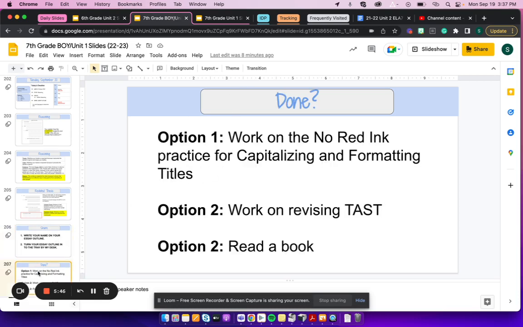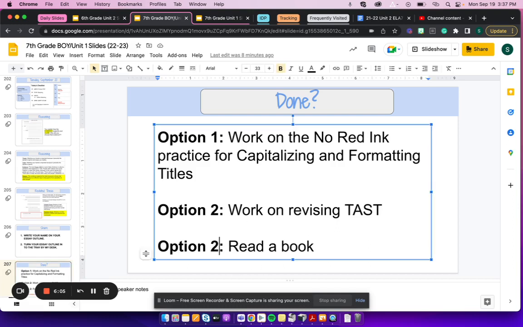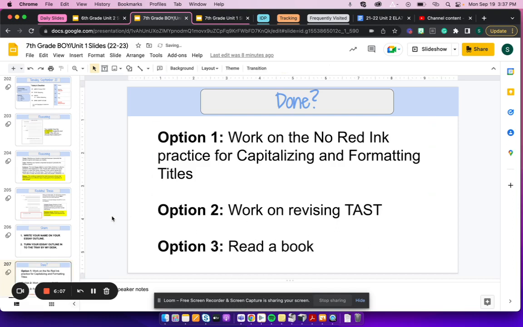When you get done with everything, if you still have time left in class, you have 3 options. Option 1, you can work on the no writing practice for capitalizing and formatting titles. Your quiz for this is next Friday. Option 2, you can work on revising your Tell a Story Tuesday that's due on Friday. Option number 3, you can read a book.